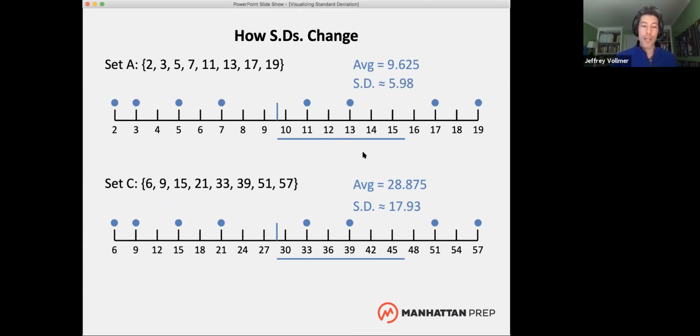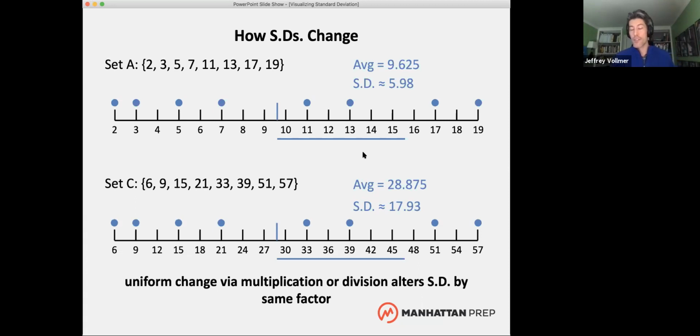All right, takeaway here. We said addition and subtraction of a constant amount does not change standard deviation. If you multiply or divide all the values in a set to get to a new set, the standard deviation will also change by that factor. So if I divided everything by 5 here, 0.4, 0.6, 1, 1.4, etc., then the standard deviation would be just under 1.2, a fifth of this.